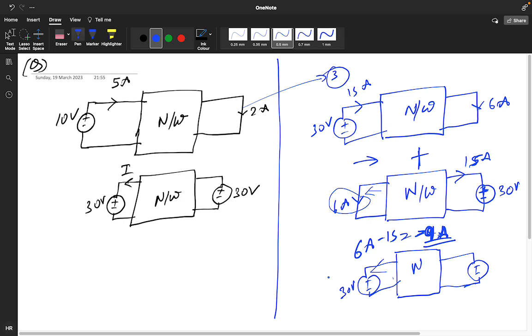And if anyone asks what the current is in this particular direction, then this is 15, and the same 6 ampere is flowing in this. So 15 plus 6 is 21. So we can play like this with this kind of network.